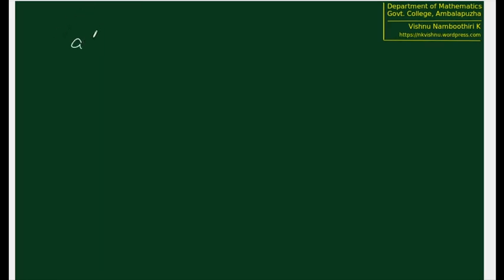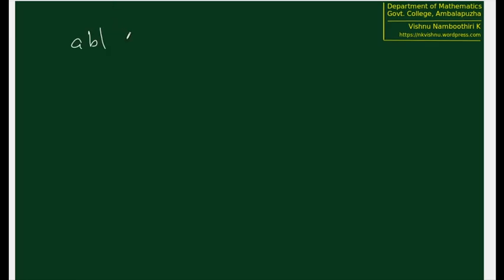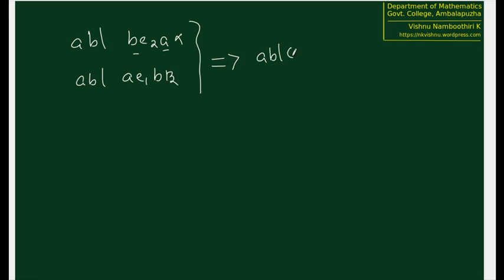So AB divides B E2 A alpha, because AB is here, and AB divides A E1 B beta. Together it implies that AB divides the sum, which is C. So we establish that if A and B independently divide C and A and B are relatively prime, then A and B collectively, that means the product AB, also will divide C.